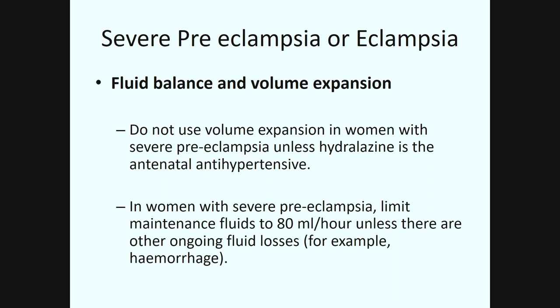About fluid balance and volume expansion in severe preeclampsia, do not use volume expansion in women with severe preeclampsia unless hydralazine is the antihypertensive that we have used. So we should not use volume expansion in women with severe preeclampsia. In women with severe preeclampsia, limit maintenance fluid to 80 ml per hour unless there are other ongoing fluid losses, for example, like hemorrhage. So we need to stick to 80 milliliters per hour unless there are other fluid losses.